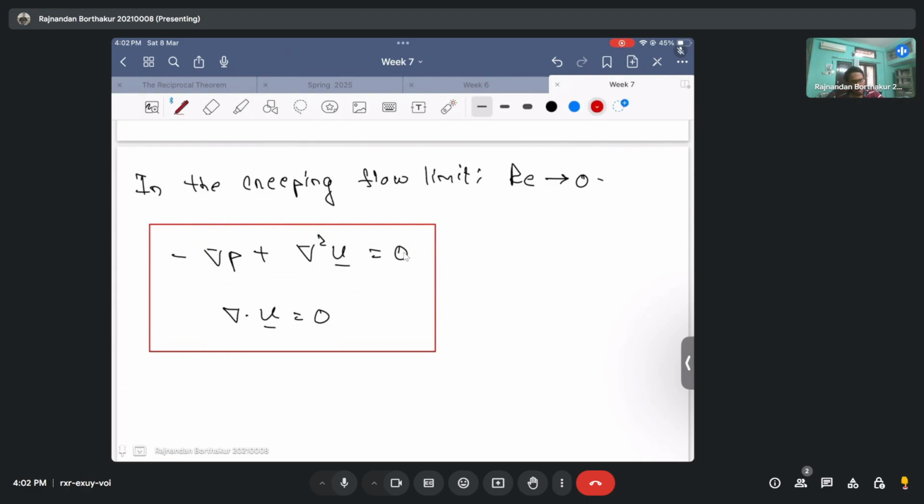So the equations that you saw here are known as the creeping flow equations, and sometimes they are also called the Stokes equation.